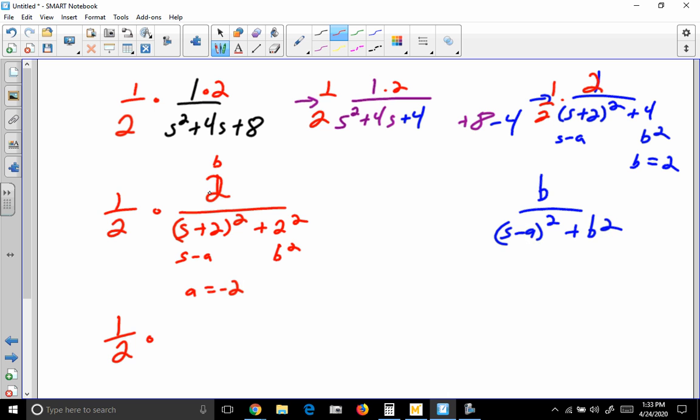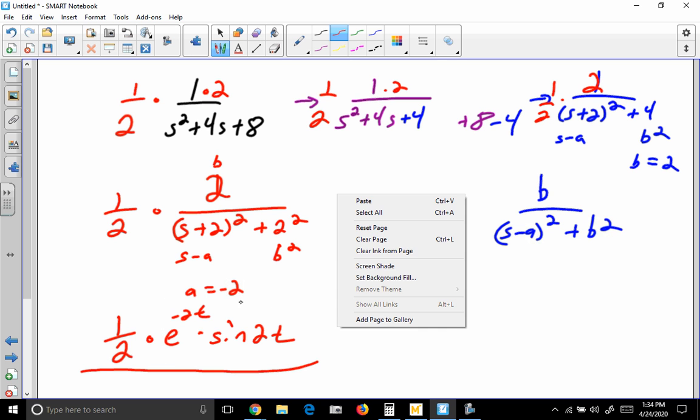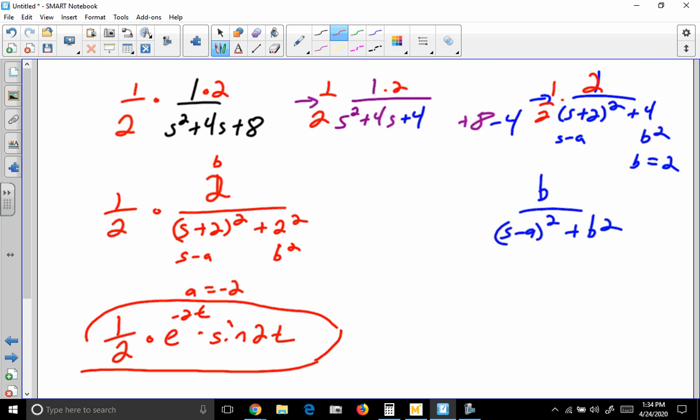If we're doing b over s squared plus b squared, then that's the one that's sine of bt. And if we have an a, it's e to the at. If we don't have an a, if it's just s to a power and not s plus or minus a number to a power, then we don't have this e. But if we have an a, we have this e to the at.